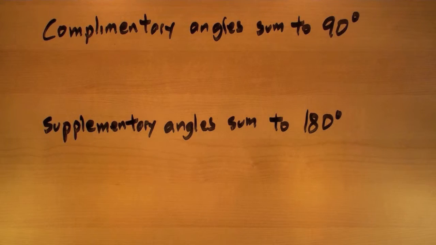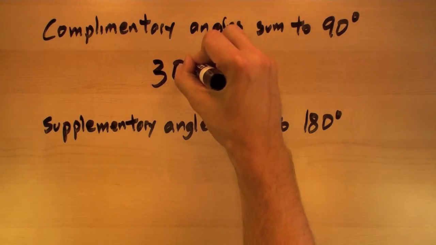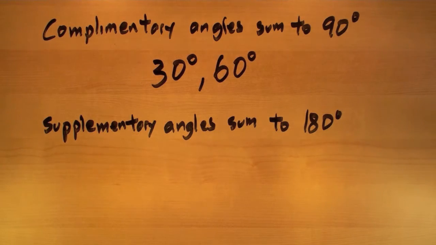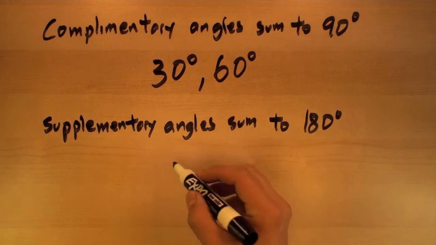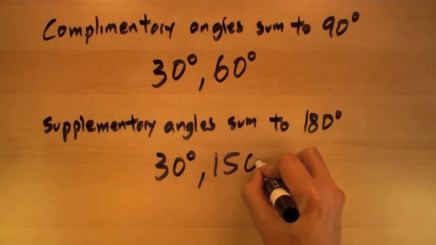Two angles that sum to 90 degrees are called complementary. So examples of this would be a 30-degree angle and a 60-degree angle. When you add those two angles together, you get 90 degrees, so it's called complementary. Supplementary angles add to 180 degrees, so that would be angles like 30 degrees and 150 degrees.